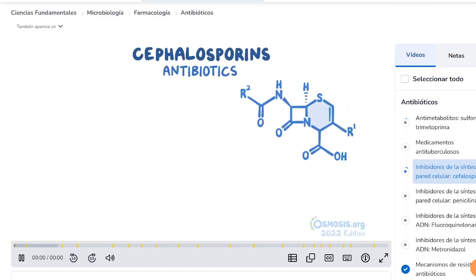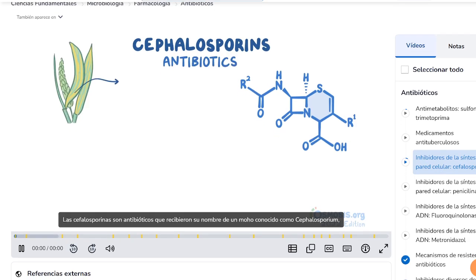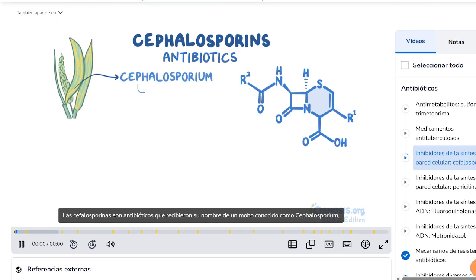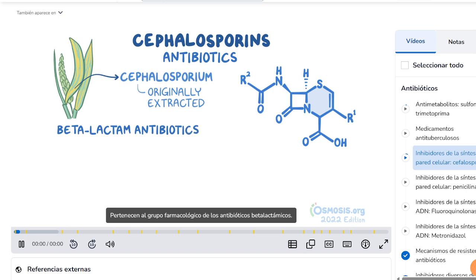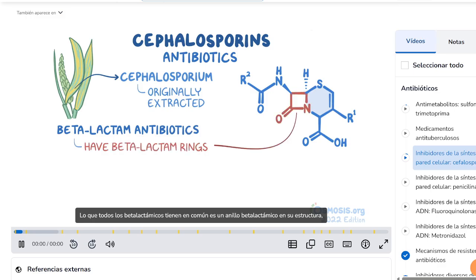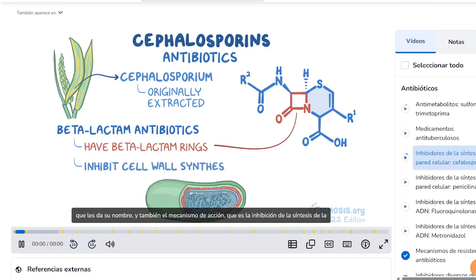Cephalosporins are antibiotics which got their name from a mold known as Cephalosporium, from which they were originally extracted. They belong to the pharmacological group of beta-lactam antibiotics. What all beta-lactams have in common is a beta-lactam ring in their structure, which gives them their name, and also the mechanism of action, which is the inhibition of cell wall synthesis in bacteria.